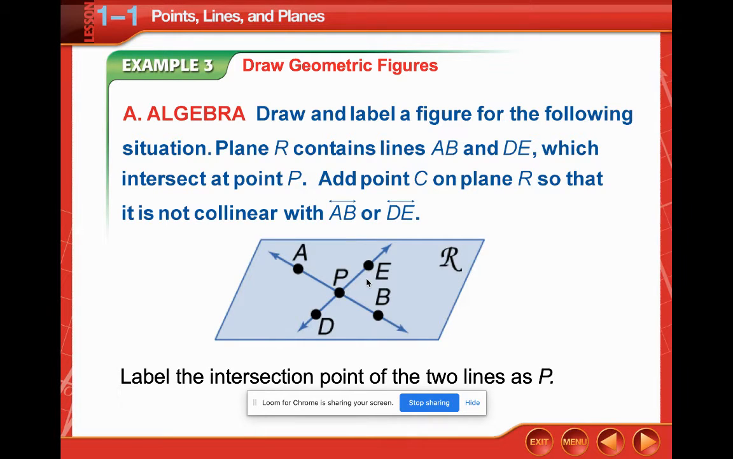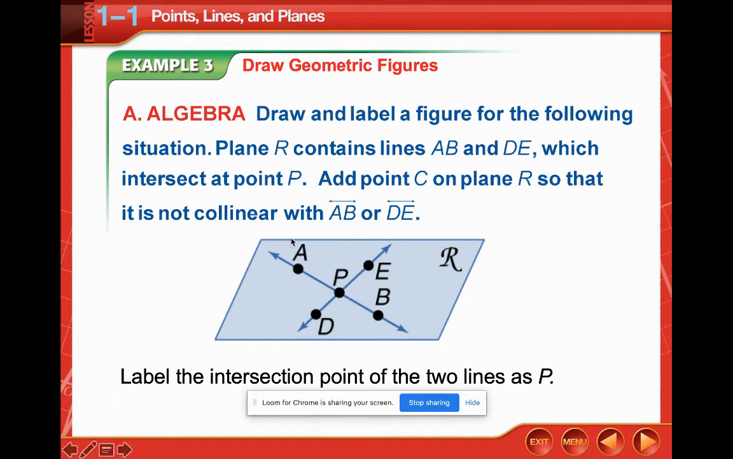All right. So it looks like we've drawn everything we need to up to this point. We've got our plane R. We've added lines AB and DE, and made them intersect at point P. Now we need to add point C on plane R. So we need to add point C somewhere on here so that it is not collinear with AB or DE. Now, collinear means that it has to be on the same line.